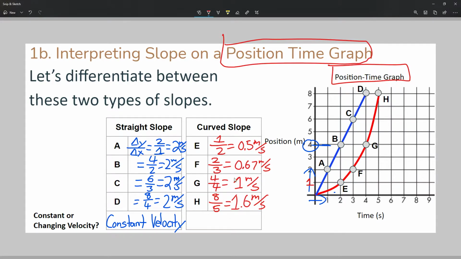And so what's happening to your velocity now if your slope is curving on a position time graph? It's a changing slope, which means that, well, I should have written changing. So it's a changing velocity. Right, it's a changing velocity here now. And so clearly, on a position time graph only, I have to stress this is a position time graph only.